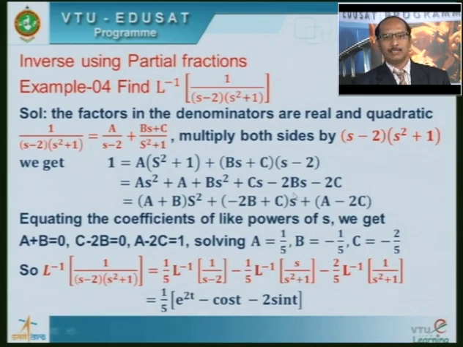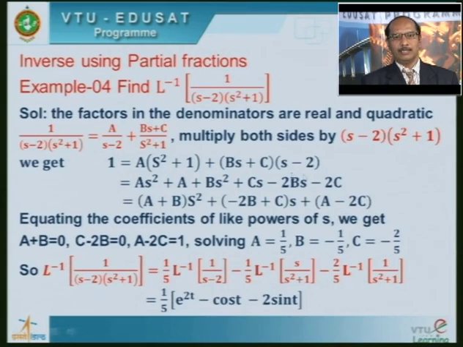Then look into the s terms: c into s is one term, minus 2b into s is another term. Combining these two, minus 2b plus c in brackets, into s. And see the constant terms available here: a is one term, minus 2 into c is another term. So, combining them, we have categorized into the coefficient of s square, the coefficient of s and the constant term.